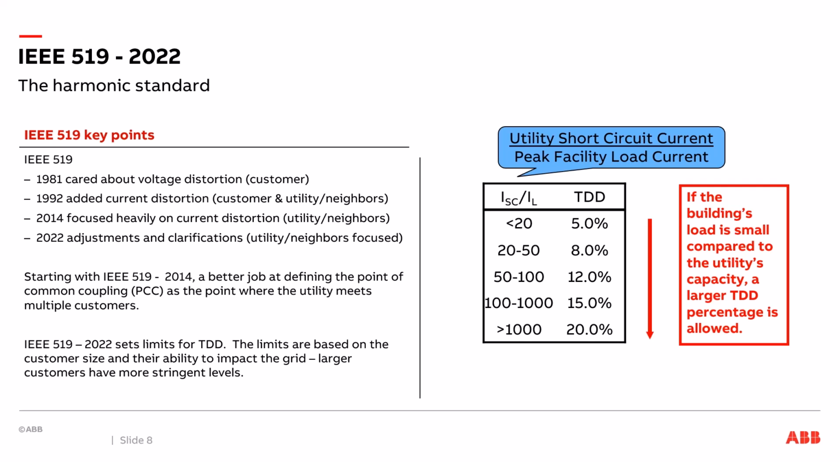Imagine my house, and if I'm creating a bunch of harmonics in my house, yeah, I'm really not going to impact the grid overall that much. But if I'm across the street from a very large factory, and that factory's putting a lot of harmonics back onto the grid, that factory is a much larger utility customer. They have much greater impact to the overall power quality.